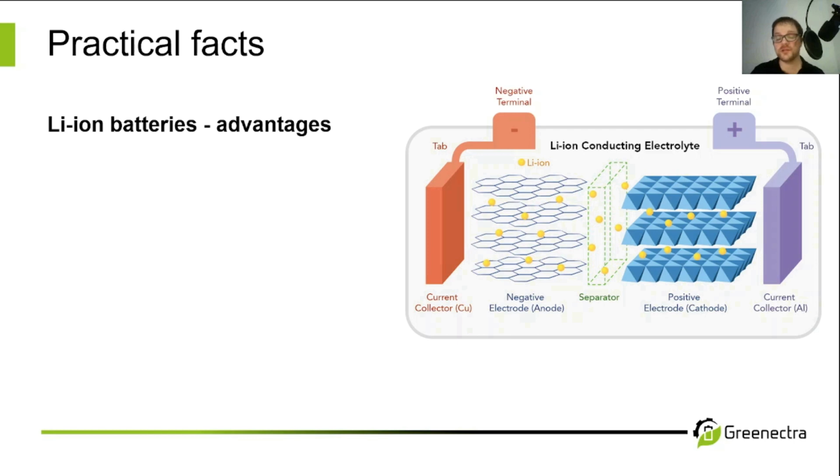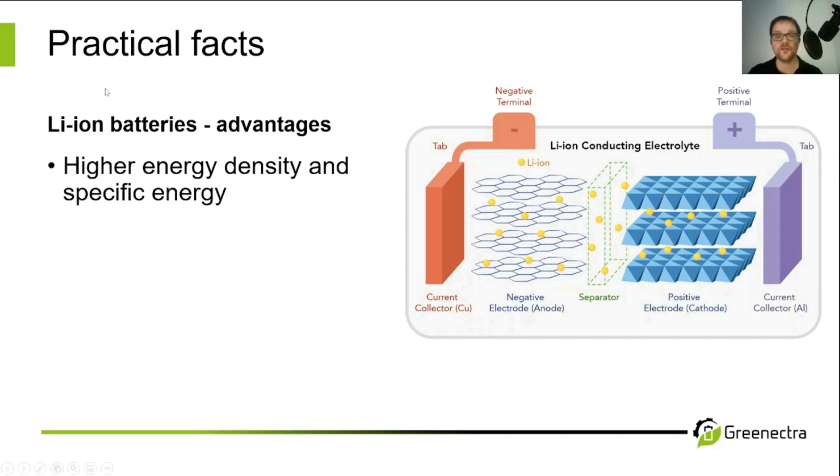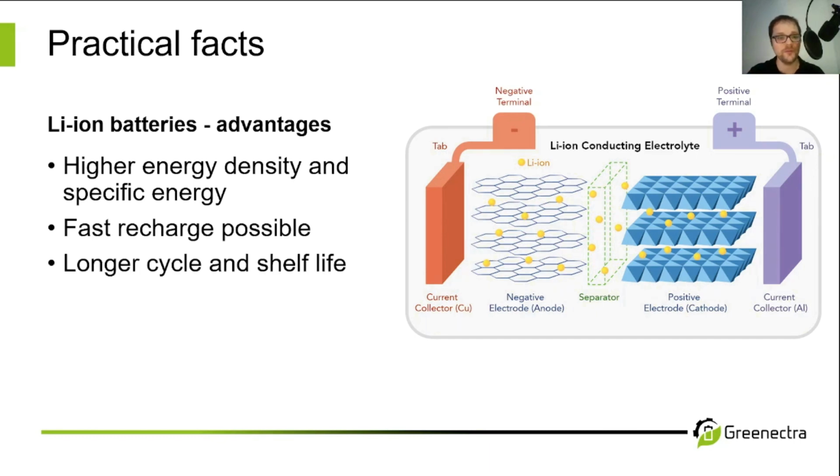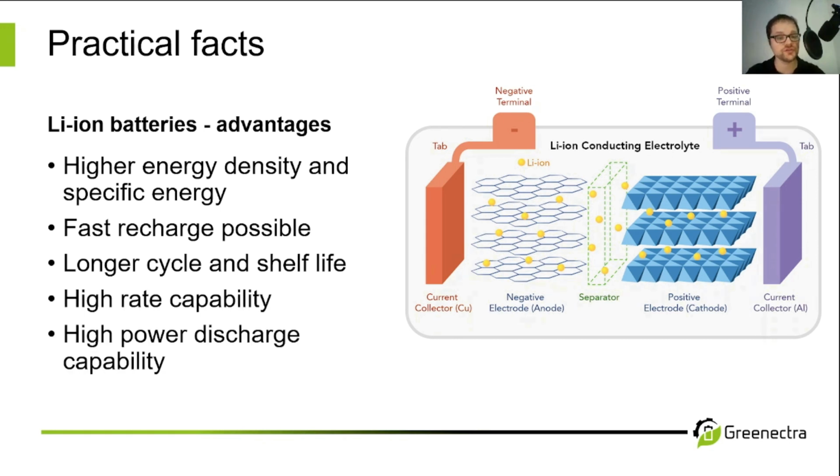We can look at some advantages when we compare, for example, to nickel metal hydride or lead acid batteries. So lithium-ion batteries have higher energy density and specific energy. A fast recharge is possible. We have a longer cycle and shelf life. We have a higher rate and high power discharge capability.